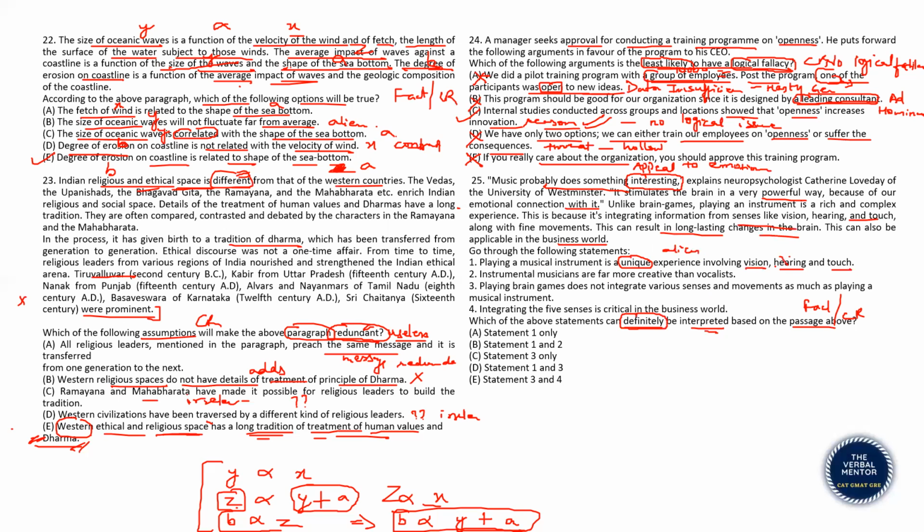One is not the answer. If one is not the answer, option A is out. Option B is out. Option D is out. Wonderful. So statement 3 is definitely correct. I only need to check statement 4. Integrating the five senses is critical in the business world. Wait. Last line says this can also be applicable in the business world. This can suggests it is not really critical. It could be helpful or conducive, not critical. So 4 is not correct. Correct answer option C, I think. Okay.